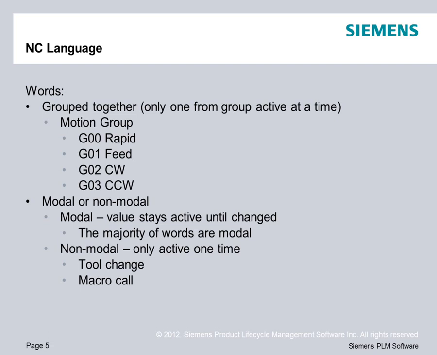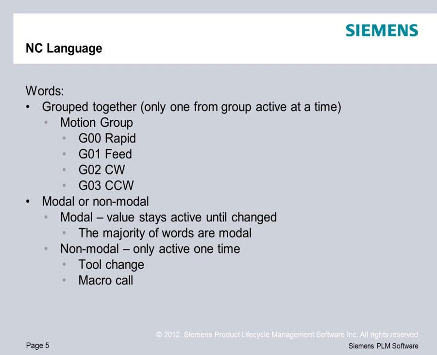Another special thing about the NC language is words are either modal or non-modal. A modal word means the value stays in effect until it is changed or replaced by another word of the same address. For example, if I am at X position 1.2, that value is modal. I will stay at X position 1.2 until I get a new X word and a new X position.